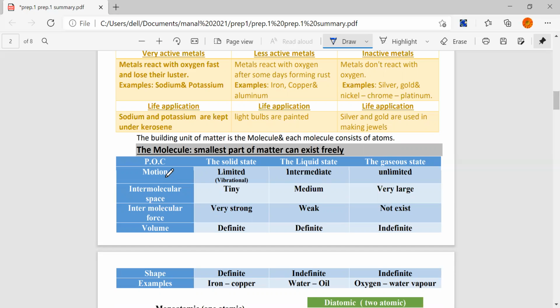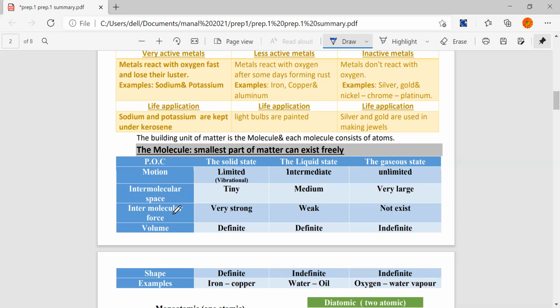Remember together, the motion of molecules in the solid state is limited or vibrational. The motion of molecules in the liquid state is intermediate or medium. In the gas state, unlimited. The intermolecular space means the space between molecules. In the solid state, it is tiny, very small. In the liquid state, it is medium. Between molecules in the gas state, it is very large.